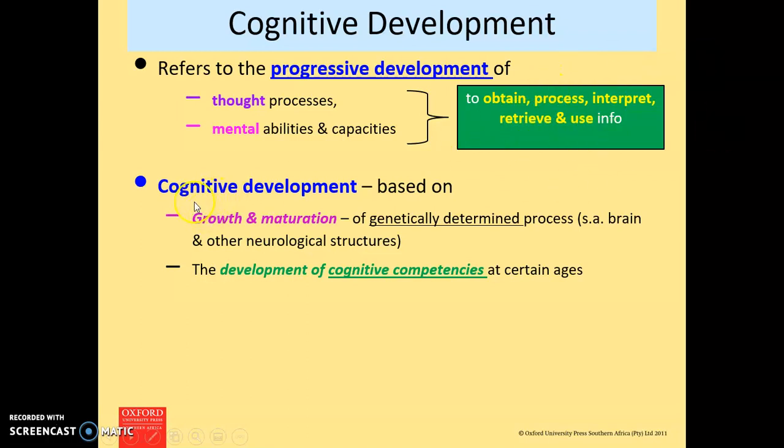Cognitive development is based on growth and maturation that is genetically determined, such as the brain and other neurons, which are actually genetics. The development of cognitive competency is also based on our genetics, but also influenced by the environment.